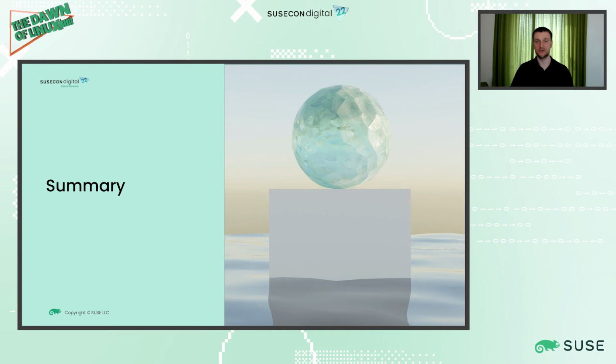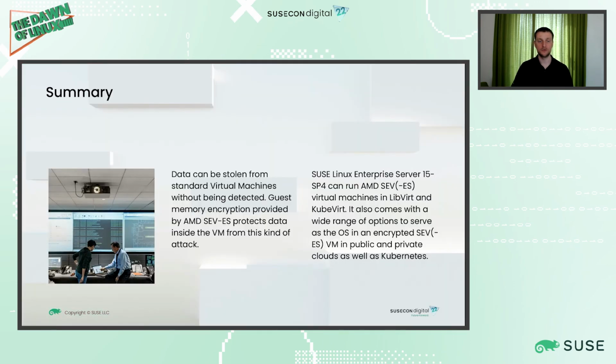So those were the tutorials I wanted to show today. What did we learn? We learned that data can be stolen from standard virtual machines pretty easily when the host operating system is not secure, when it is hacked or when you can't trust the owner of the host operating system. And we also learned that you can use AMD SEV and SEV-ES to protect your data in such environments, because this technology will encrypt your data and make it impossible for the host owner to see it.